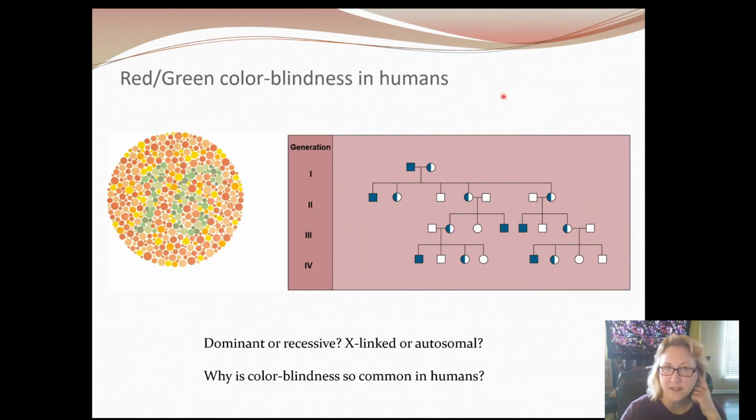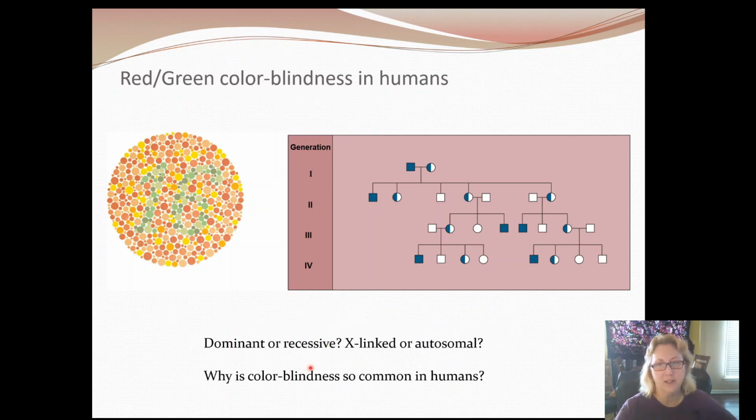Red-green color blindness is an interesting story. We see a similar pattern here. So we can tell again that it's recessive because we have unaffected parents, affected child, unaffected parents, affected child. And it's X-linked because in this little family pedigree here, all the affected individuals are males. Now you do occasionally get a female who has red-green color blindness. It's just way less common.